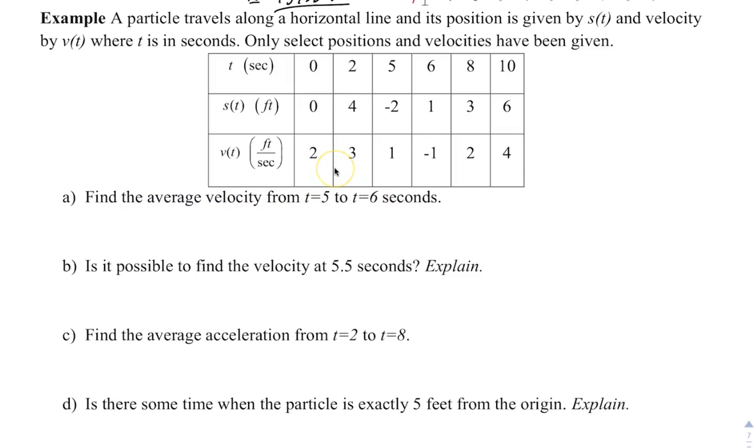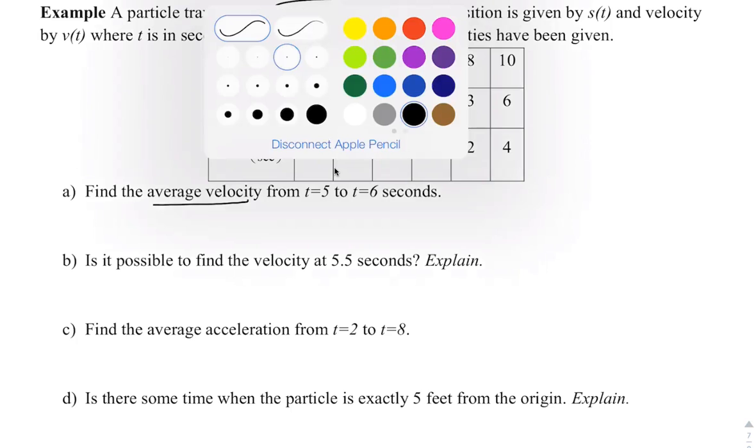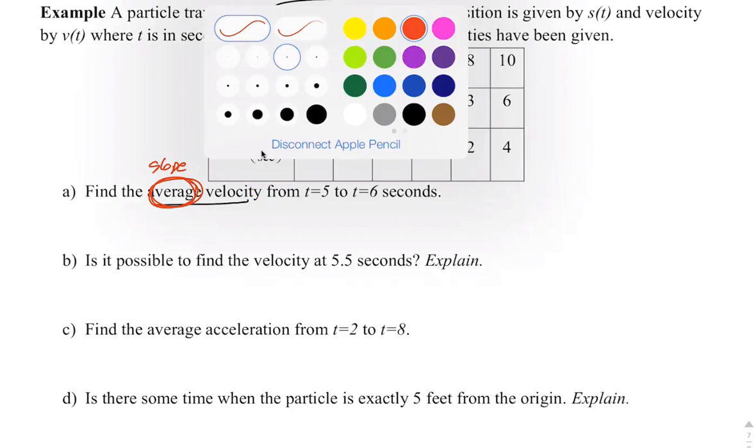Now, here's the thing. Average velocity, remember from the last video? Average velocity is the slope. If they say average, that's just the slope. So that's like the keyword. So we want to find the slope of velocity. Now here's the thing that a lot of people mess up on. If I want to find the average velocity, I'm actually using the position function.